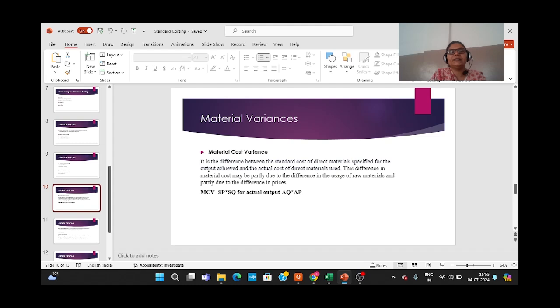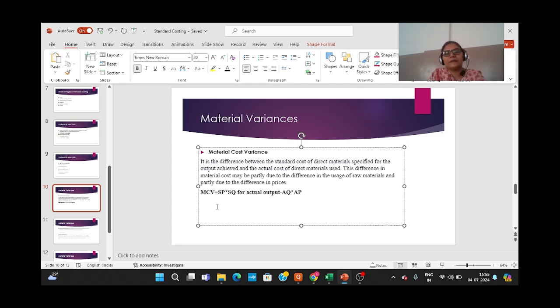Material cost variance: it is the difference between the standard cost of direct material specified for the output achieved and the actual cost of direct material used. This difference in material cost may be partly due to the difference in the usage of raw materials and partly due to the differences in prices. So material cost variance is a variance which has arisen due to difference in cost of materials, and the formula for calculating material cost variance is standard price into standard quantity minus actual quantity into actual price.